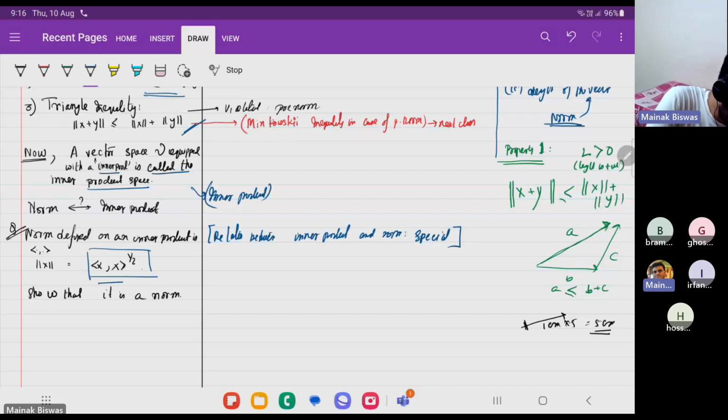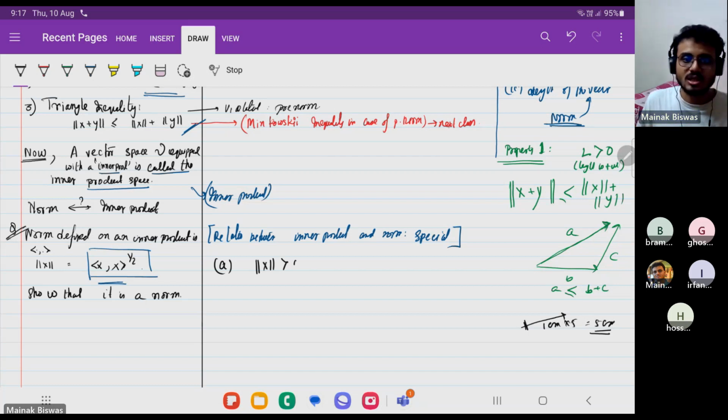So tell me, how will I prove this? The first statement is that the norm of x has to be greater than or equal to 0. This is a very interesting class. All you have to do is use the information given to you to prove these. There's no maths here, you have to use logic. Use what is given and tell me how you will formulate this. How will I show that the norm of x is greater than or equal to 0?